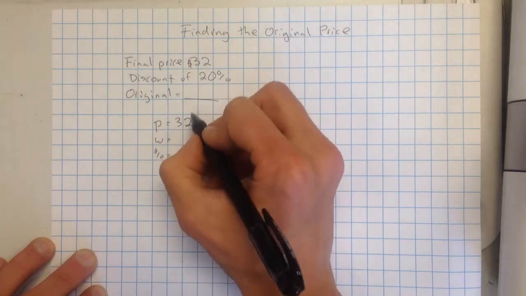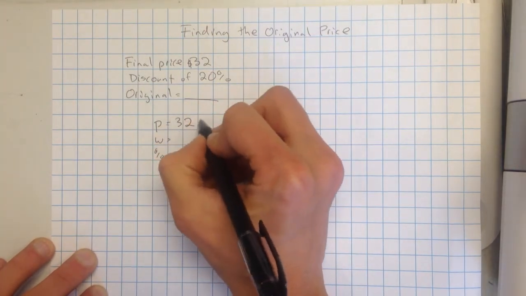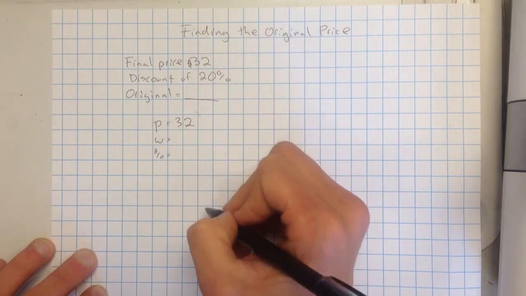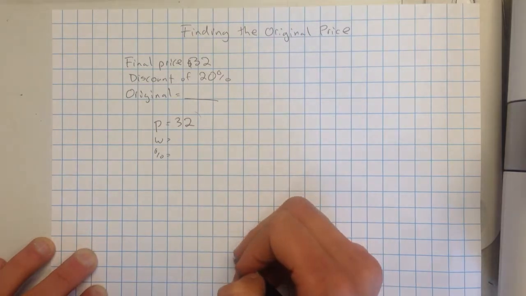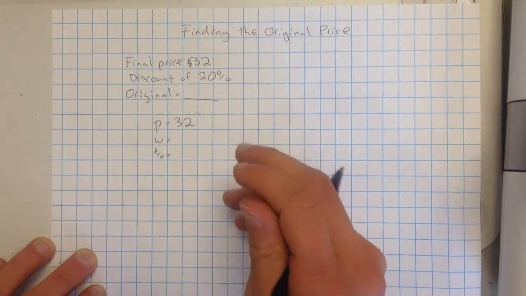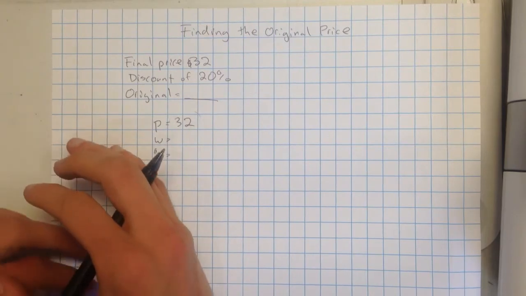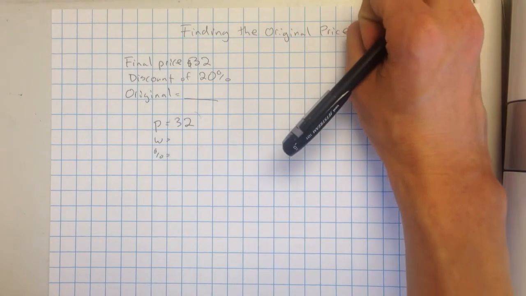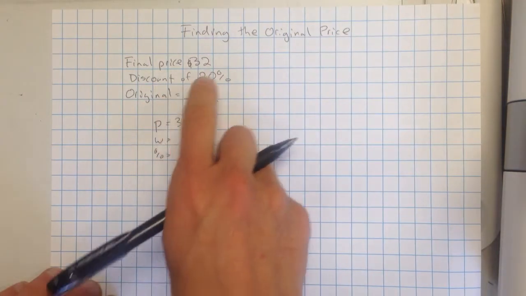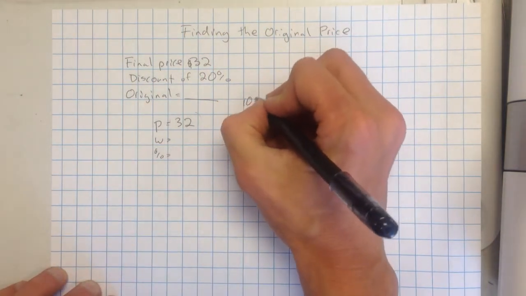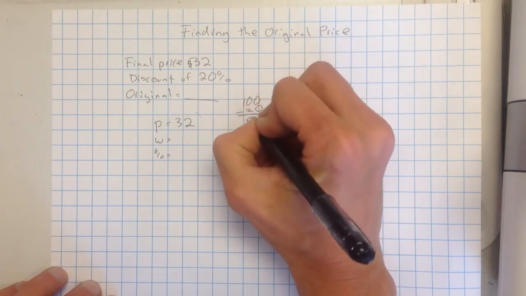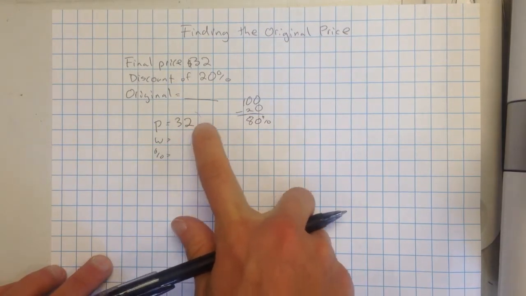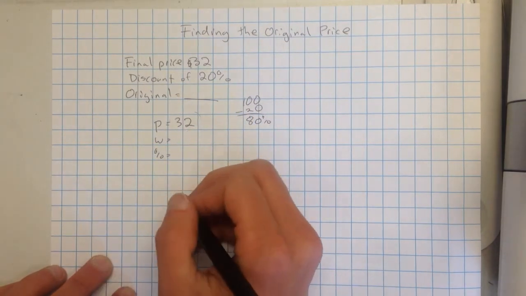This 32, what does it represent? What percent of the original amount? It doesn't represent 20% of the original amount. The 20% is what you did not buy. That's what you didn't purchase. What you did buy was the other 80%. So let's think of the whole thing as 100%. You take away 20%, that's the discount. You are left with spending 80%, or 100 minus 20. So this 32 represents 80% of the original price.